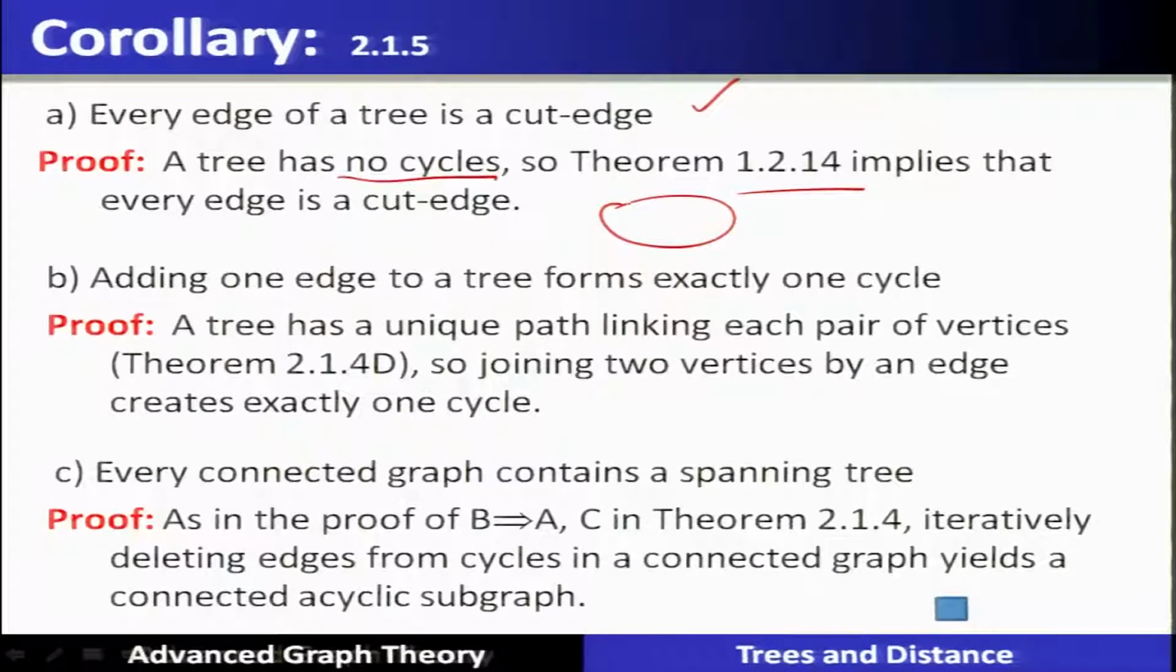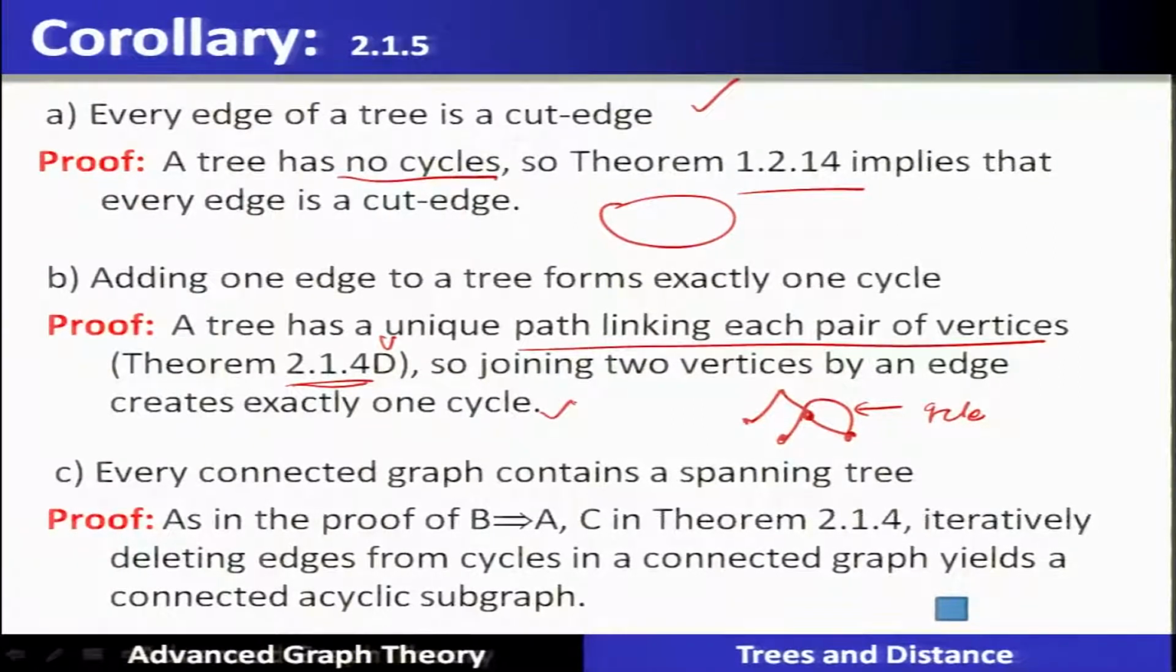The other corollary says that adding one edge to a tree will form exactly one cycle. A tree has a unique path linking every pair of vertices, as in the previous theorem which we have seen through condition D. So, joining any two vertices by an edge will create a cycle, and exactly one cycle will be created.